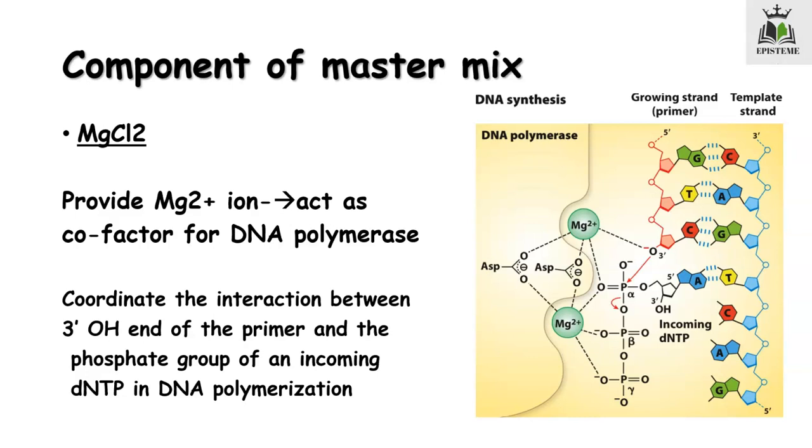And in one line, if you want to say the role of the Mg2+ ion, then it helps in the coordination of the interaction of the 3' OH end of the primer and the phosphate group of that incoming dNTP, that is denoted here in the black. So in the phosphate group of the incoming dNTP, and helps in the DNA polymerization.